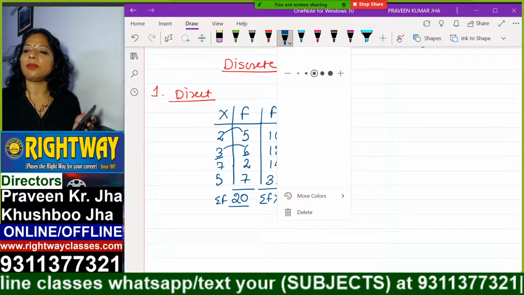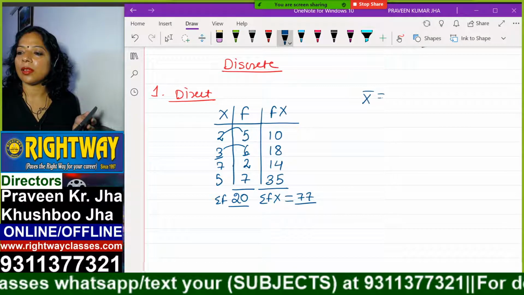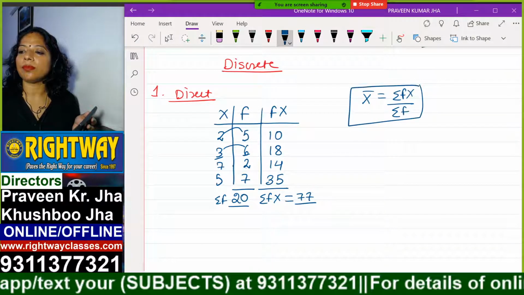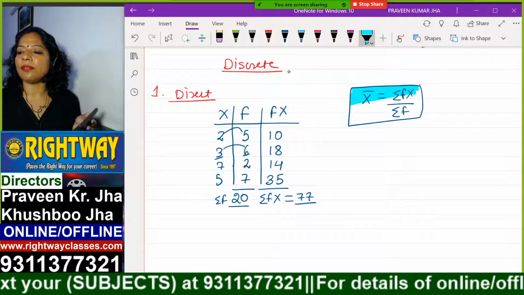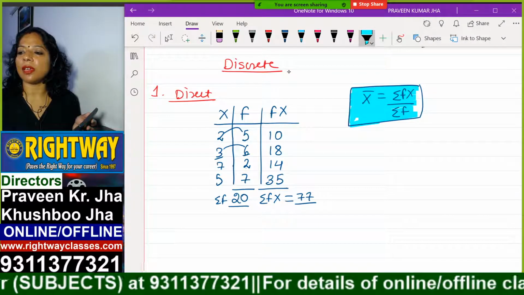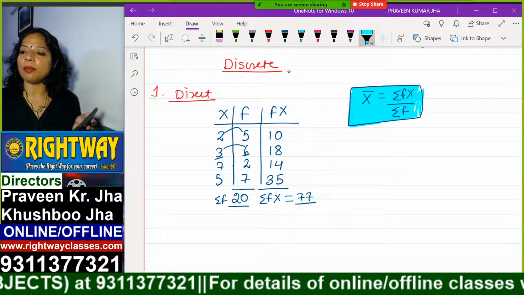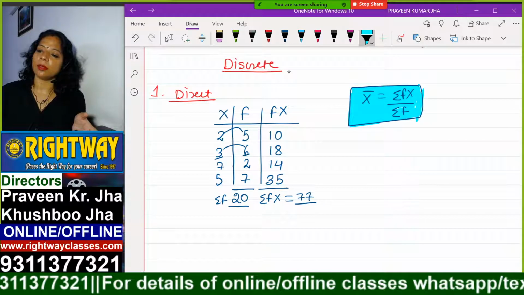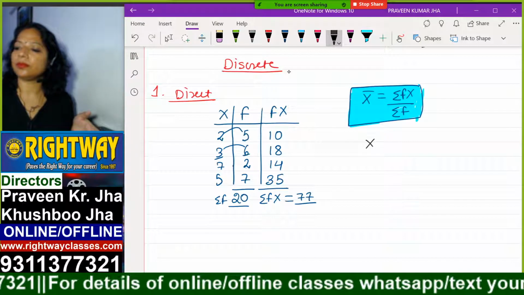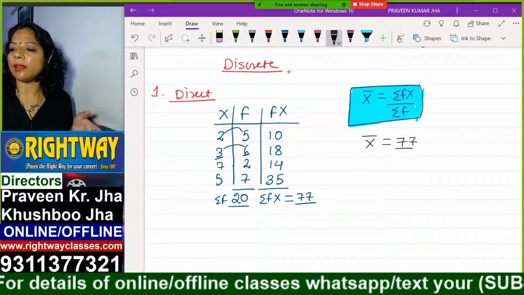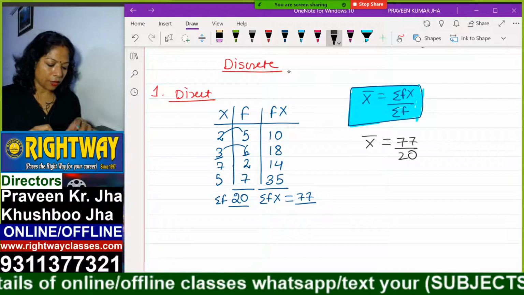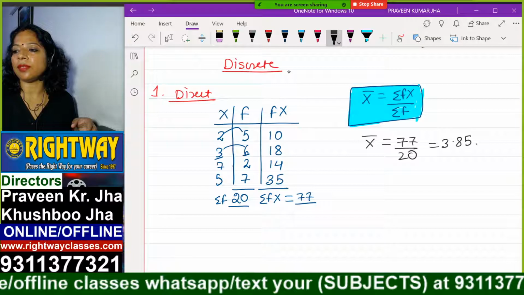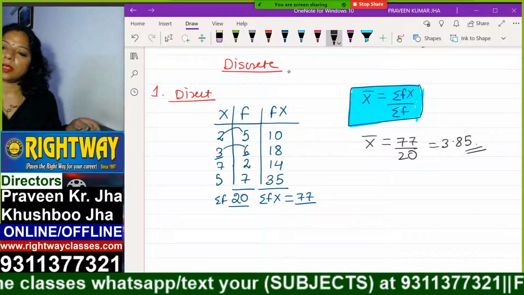Now here the mean formula is summation of fx by summation f. The mean formula is the summation of fx upon summation f, because summation of fx means the sum of all the observations. So here our mean will be 77 upon 20. Now 77 divided by 20 will be equal to 3.85. That is our mean. Is it okay?